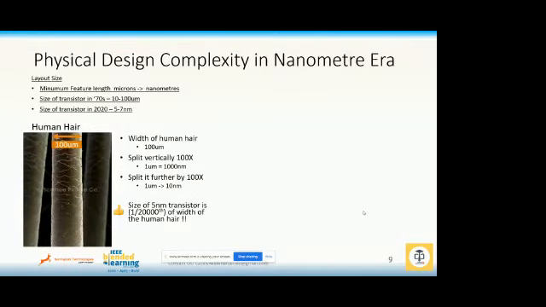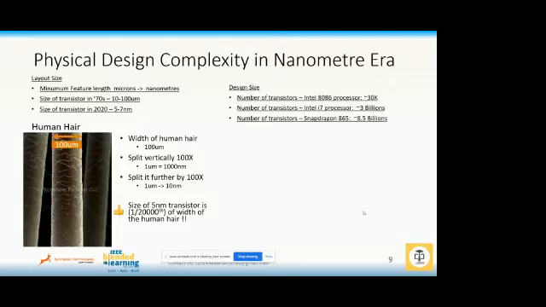So for you guys to appreciate what 5 nanometer or 7 nanometer means, if you look at a human hair, it's about 100 micron thickness. If you split a human hair vertically by 100 times, that gives you 1 micron, which is equivalent to 1000 nanometers. And if you split it vertically by another 100 times, then you get 10 nanometers. So if you talk about a 5 nanometer transistor, you are talking about a 1/20th fraction of a human hair width. That is the kind of technology that we are working on. So now you can understand the complexity of the designs that we'll be doing.